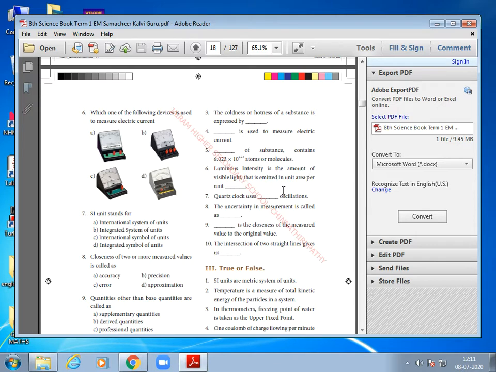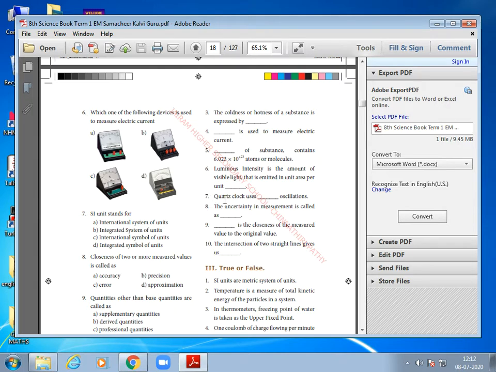Okay, next sixth one, the luminous intensity is the amount of visible light that it emits in unit area, per unit what, dash, another second. Answer is second. So the luminous intensity is the amount of visible light that is emitted in unit area per unit time.